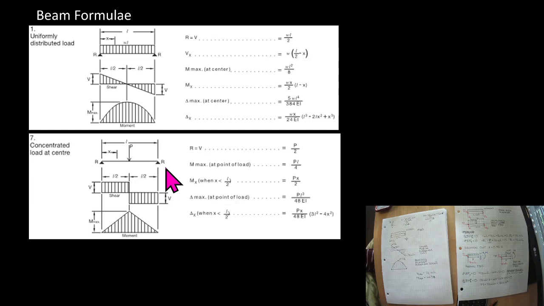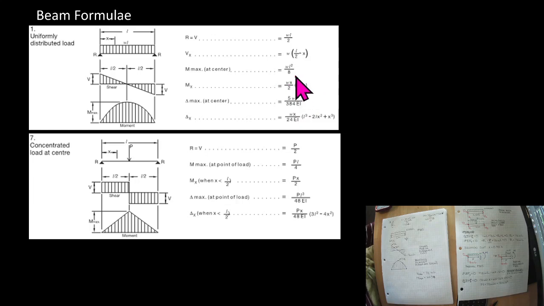In fact, what if we had other beams? Here are the two we did. Uniformly distributed load on a simply supported beam. Concentrated point load at the center of a beam. Well, look at this. R, our reactions, equals V, or the maximum V equals WL divided by 2. We just derived that. M maximum at center, WL squared divided by 8. We calculated that. Look at this equation.